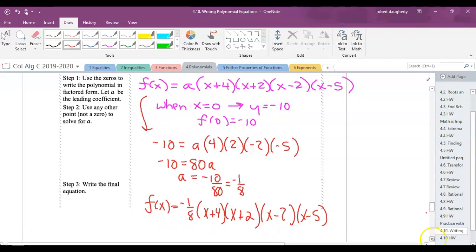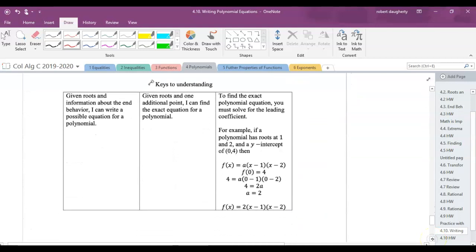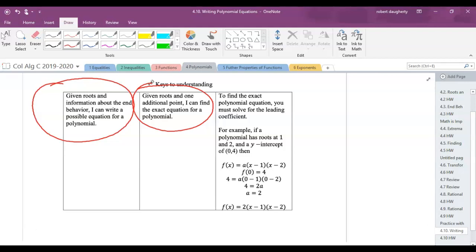So this should feel like a nice ending to what we've been doing, not too terribly complex. So what we've done: if I give you the roots and information about end behavior, you can figure out the leading coefficient, positive or negative. You can write a possible polynomial. If I give you the roots and one other point, a y-intercept or some other point, I can ask you for the exact polynomial. To find the exact polynomial, you're going to have to set it up like this and then solve for that leading coefficient to make that work. Okay, that is it.